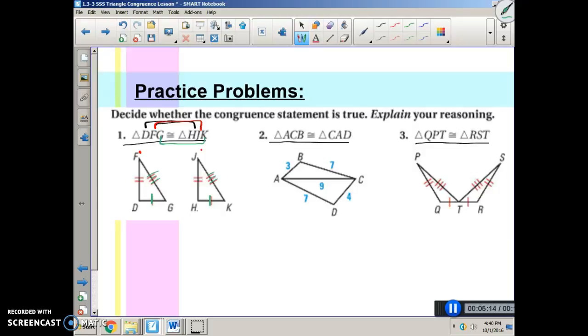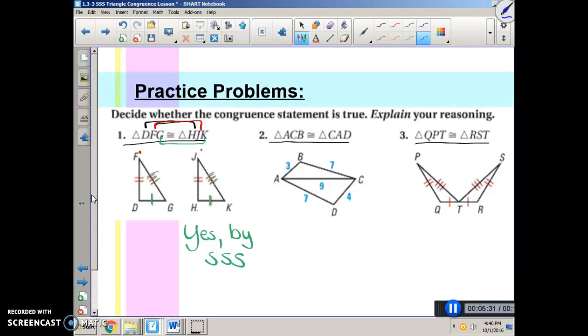So I would say that we are good for that one. This is a yes. And it tells me to explain my reasoning. So I'm going to say that it's by SSS, side-side-side congruence. Side-side-side congruence, my bad. All right, let's take a look at the second one.